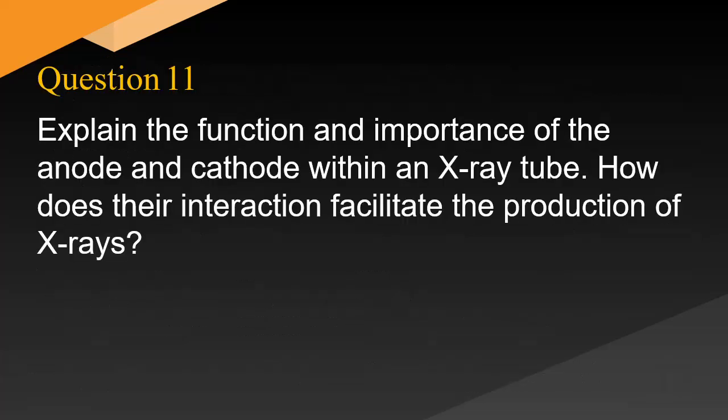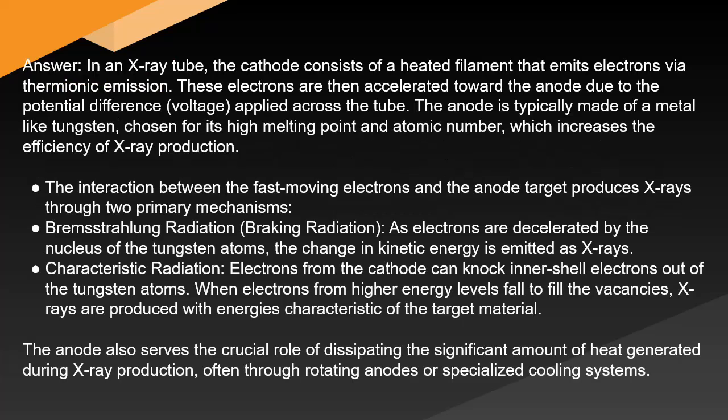Explain the function and importance of the anode and cathode within an X-ray tube. How does their interaction facilitate the production of X-rays? Answer: In an X-ray tube, the cathode consists of a heated filament that emits electrons via thermionic emission. These electrons are then accelerated toward the anode due to the potential difference (voltage) applied across the tube. The anode is typically made of a metal like tungsten, chosen for its high melting point and atomic number, which increases the efficiency of X-ray production.